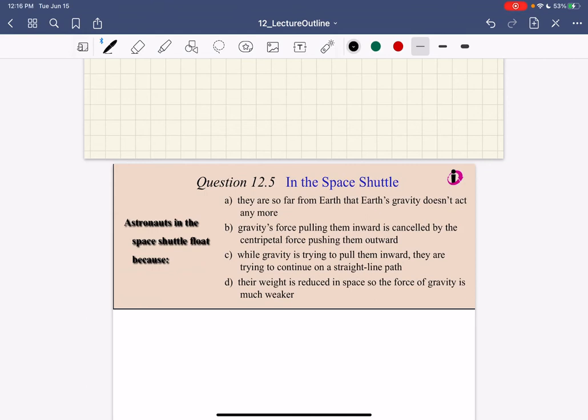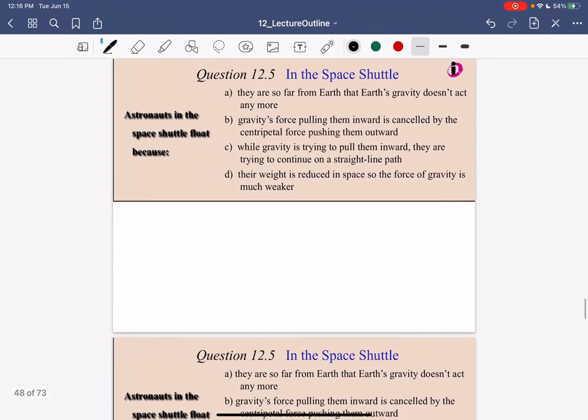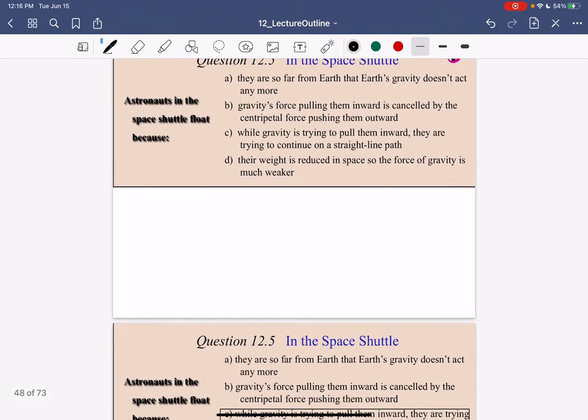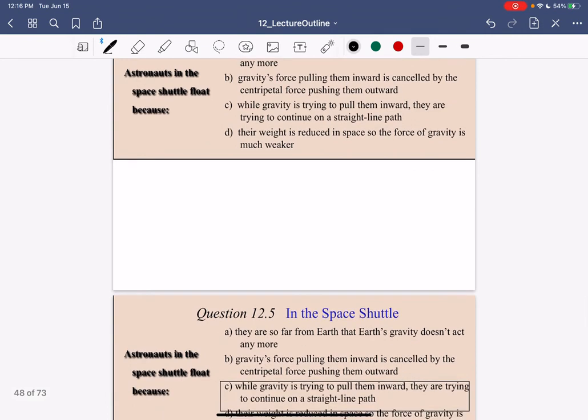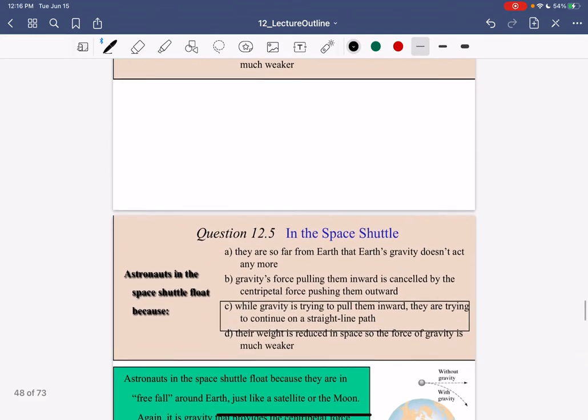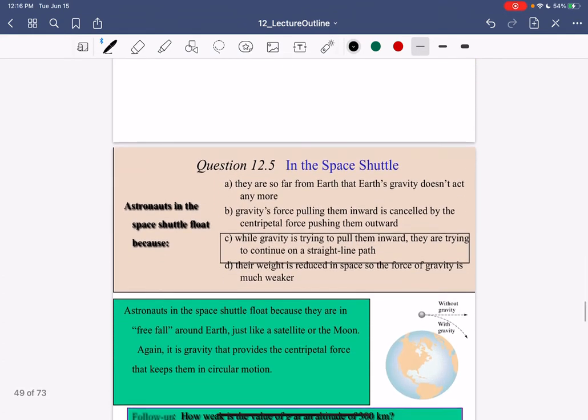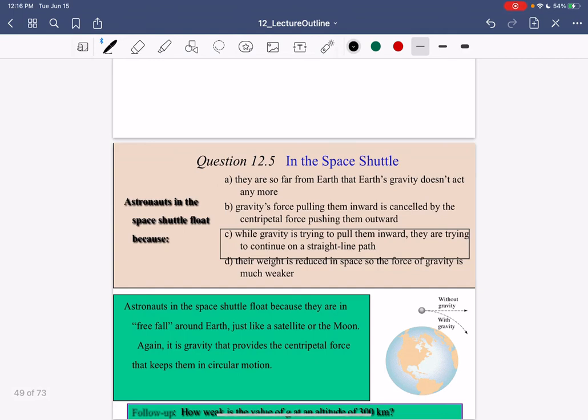Astronauts in the space shuttle float, but not because they are far from the Earth, nor because Earth's gravity doesn't act anymore. Gravity is pulling them inward, while they are trying to continue in a straight line path. The reason astronauts in the space shuttle float is that they are in free fall around the Earth, just like a satellite or the moon. Again, it's gravity that provides the centripetal force that keeps them in circular motion.